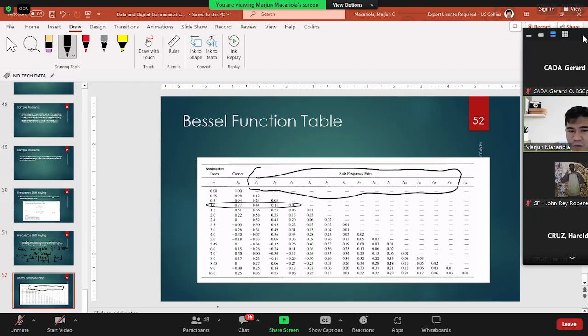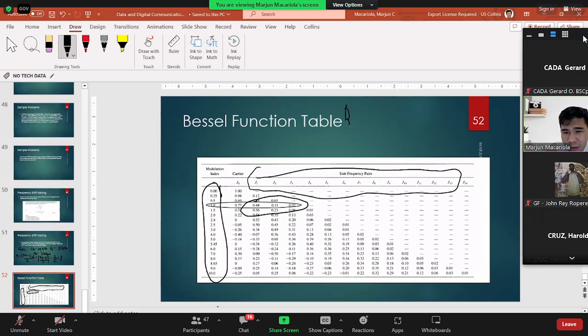So, kailangan nyo i-memorize yung modulation index from 0 to 10. Okay? Then, ito naman, increasing lang. Okay? So, pag sinabing 1 yung ating H factor, so meron tayong 3 sidebands. Okay? So, that is J1 to J3. Kapag 1.5, meron tayong 4. Kapag 2, meron tayo ulit 4. So, ganun lang yan. Okay? So, kailangan nyo lang siyang i-memorize.